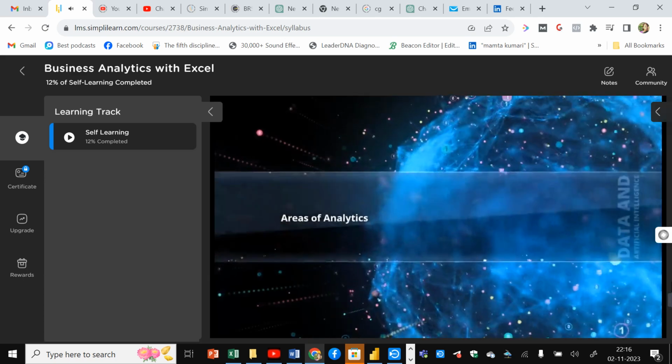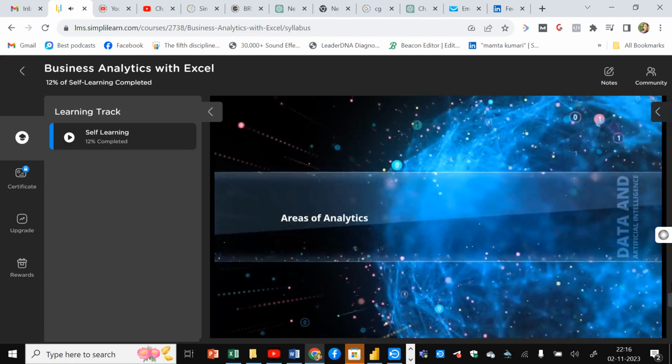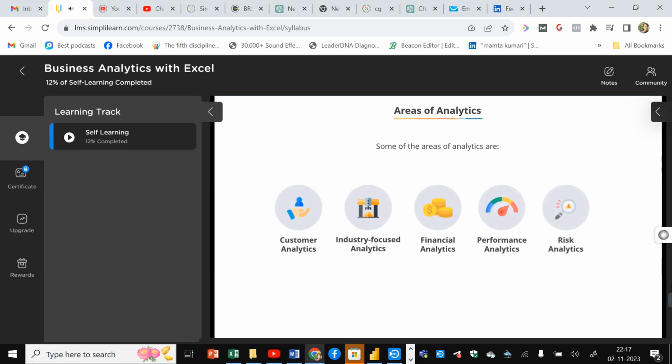Let us now go ahead and list some areas of analytics. Some of the areas of analytics are customer analytics, industry-focused analytics, financial analytics, performance analytics, and risk analytics.